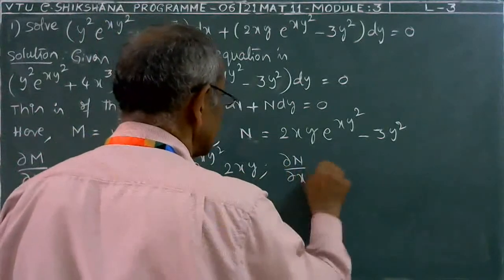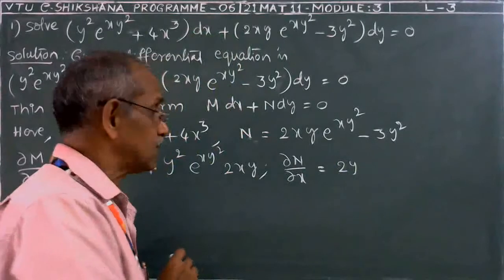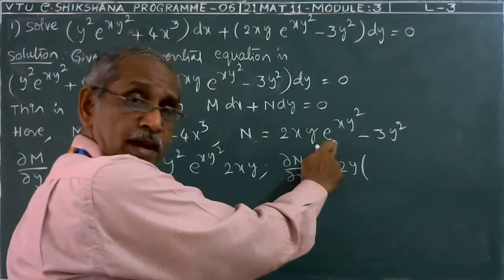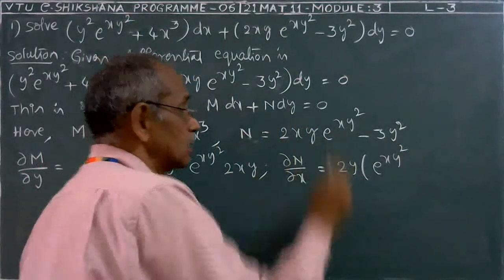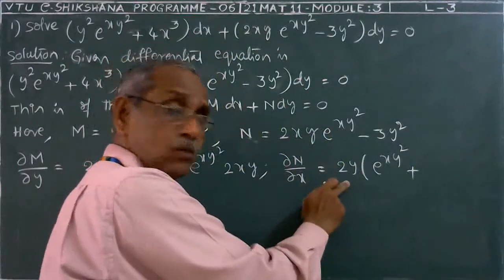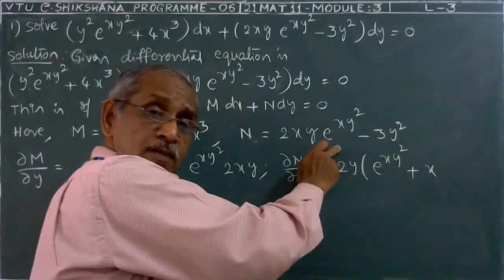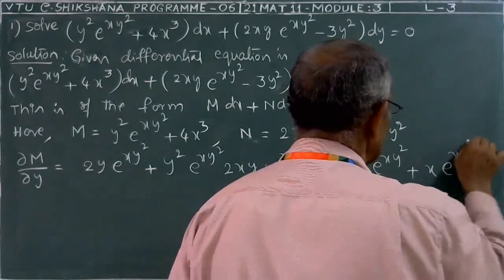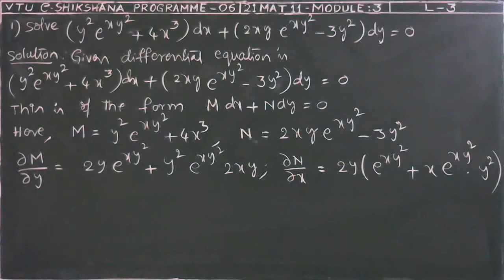Then, similarly, N with respect to x. Again, we have product of two functions of x here. So, with respect to x, 2 into y is constant. Y is constant here, so I will take 2y outside. Then, this into x into e power x y square, I have to differentiate partially with respect to x. So, 1 into e power x into y square, differentiation of x is 1, plus, with respect to x, 2y I have already taken outside. Now, this product is x into this, differentiation of x is 1, so 1 into e power x y square. Now, x into differentiation of e power x y square, y is constant with respect to x, so this is e power x into y square, so y is constant, so into y square. Okay. So now let me simplify this.